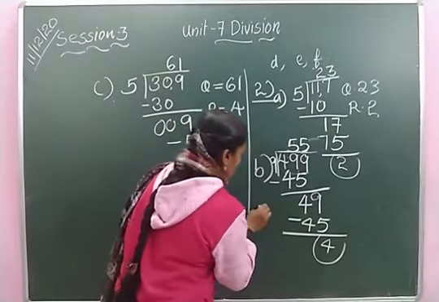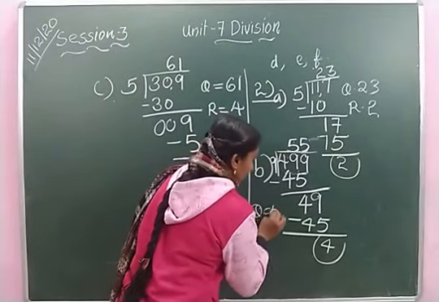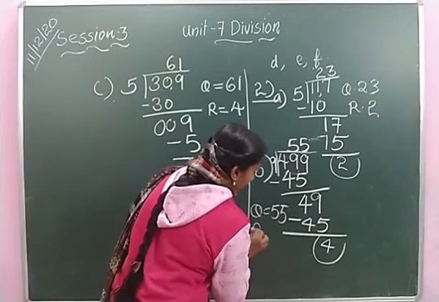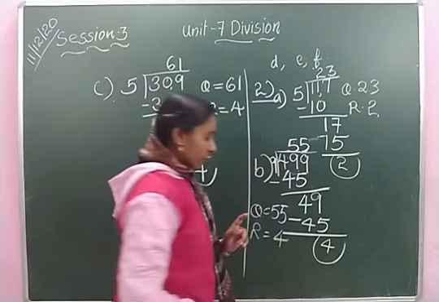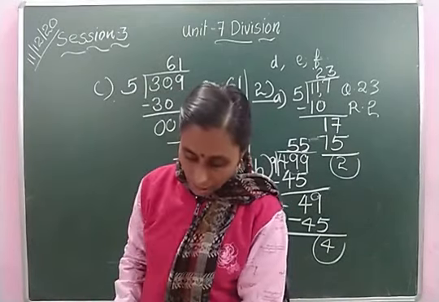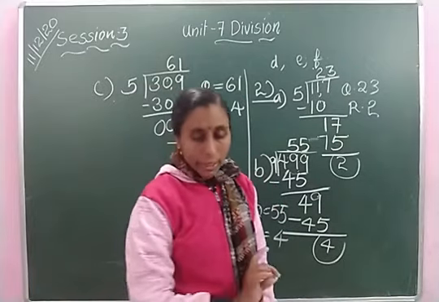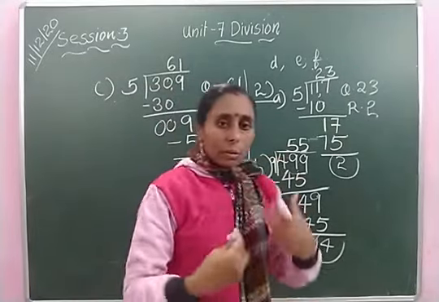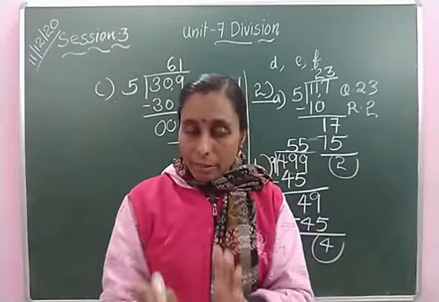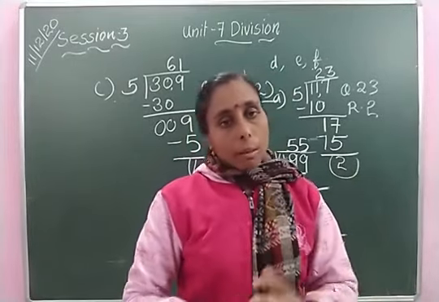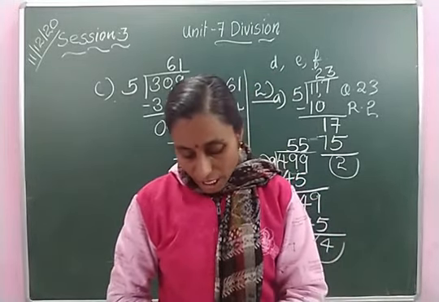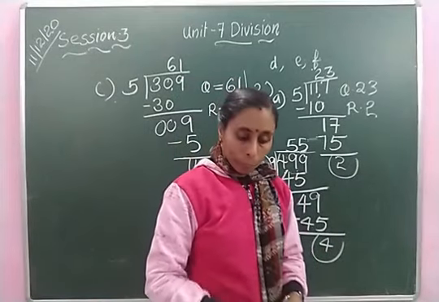Then what is the quotient? Quotient is 55 and remainder is 4. The same way only we are dividing a 3-digit number by a 1-digit number. I shall explain one more problem.